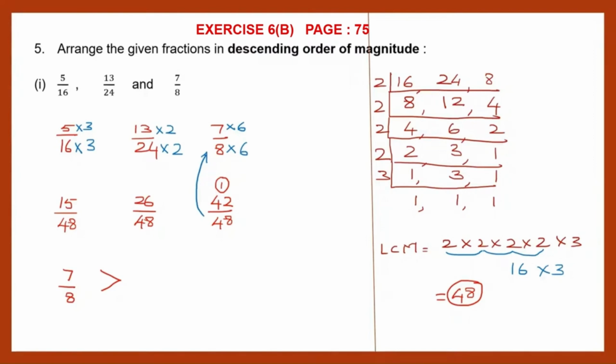Let's look at the next two fractions. The numerators are 15 and 26. The greater one is 26. That means 13 by 24 is greater than the last fraction, which is 5 by 16. So we've got our fractions. We have arranged them in descending order.